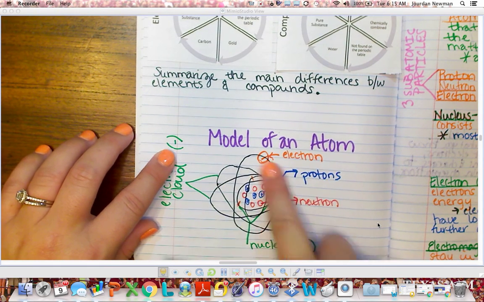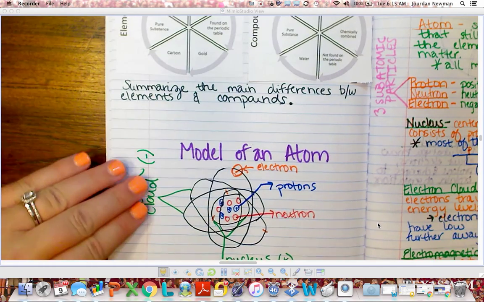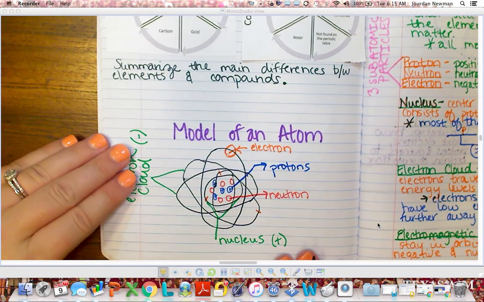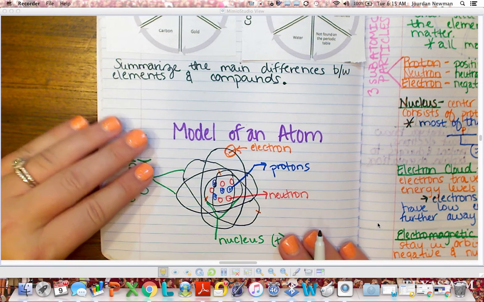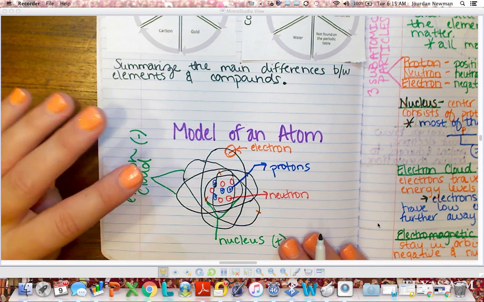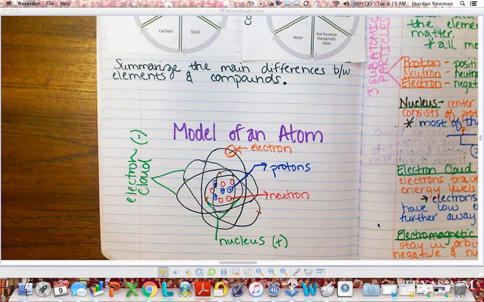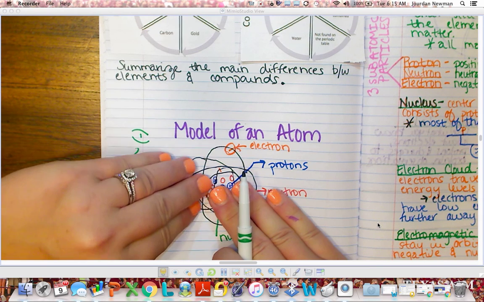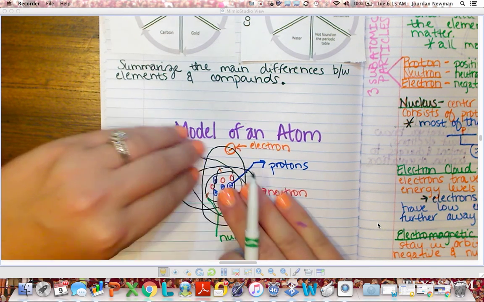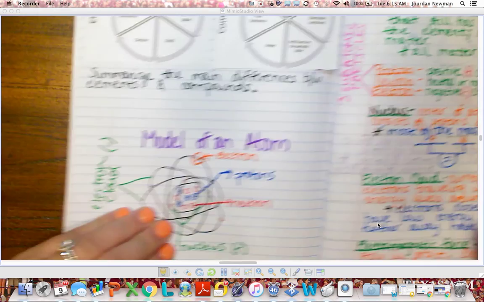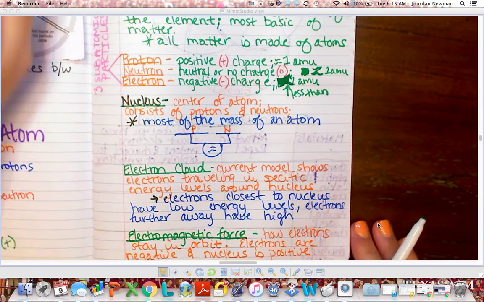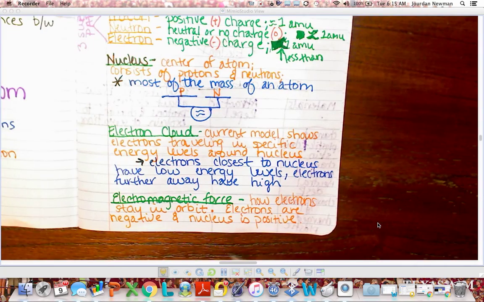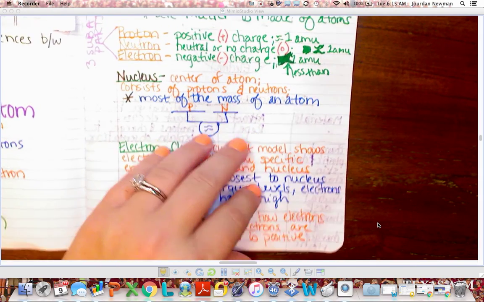So if we have a positive nucleus and then a negative electron cloud orbiting it, they, just like magnets, you've used magnets before, the opposite ends of the magnets attract each other. Okay, the south pole and the north pole of the magnet attract each other. Same thing here, because we have a positive nucleus, it is attracted to the negative electron cloud, and that's what keeps everything together. Okay, so that's what our electromagnetic force is. Okay, how electrons stay in orbit.